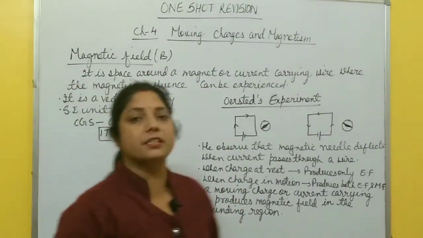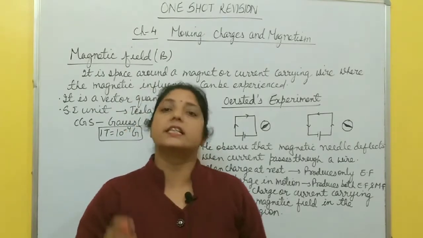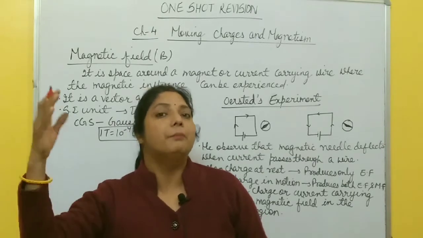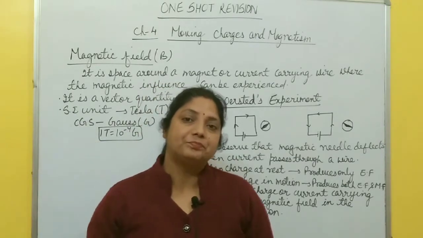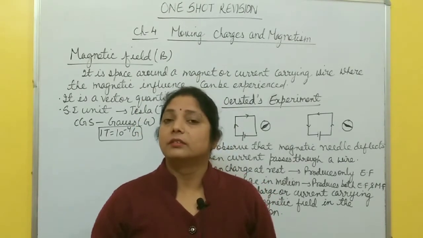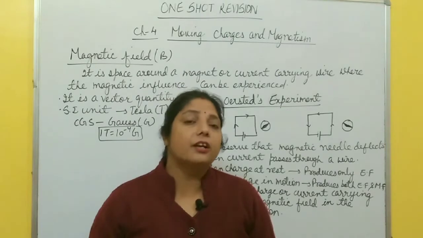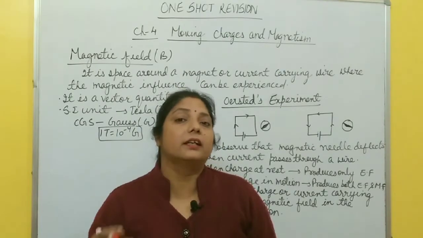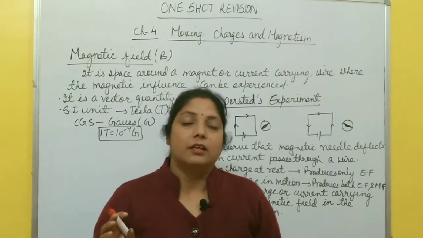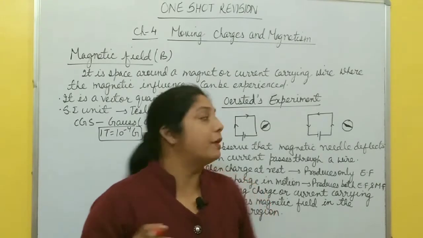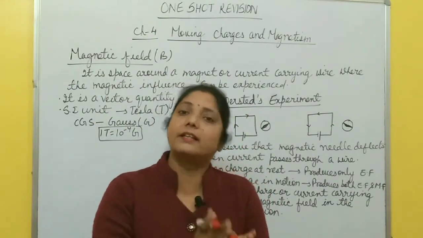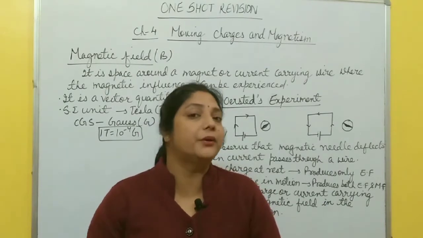As the name suggests, what is the chapter name? Moving charges and magnetism. How is this moving charges related to magnetism, magnetic properties, right? You know, the region around any charge is what? Electric field. Here, the region around any magnet or any current carrying wire is called magnetic field, right? It was first proved by Oersted. Oersted was the scientist who discovered how electricity and magnetism are related to each other.